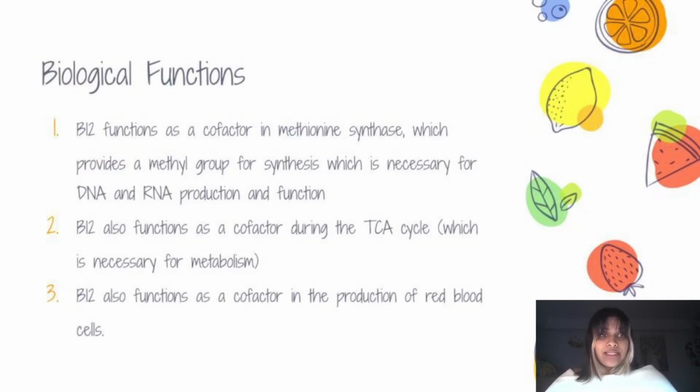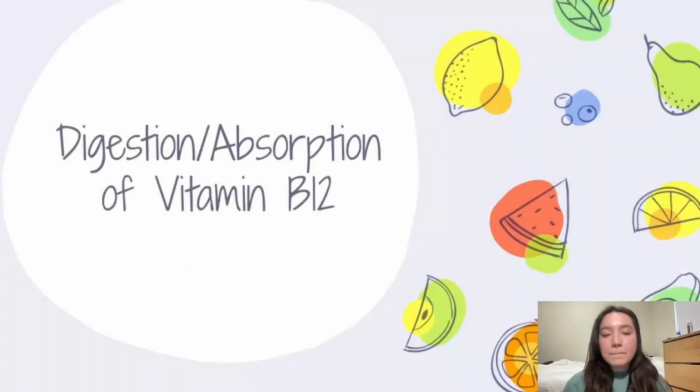In a similar sense, B12 is vital for red blood cell production. Vitamin B12 is the main component in the production of heme, which is the main component of hemoglobin in all red blood cells. Alright, I'm going to talk about digestion and absorption of vitamin B12.